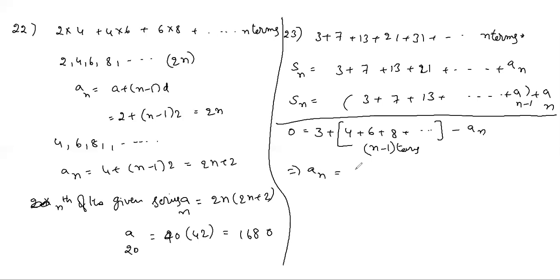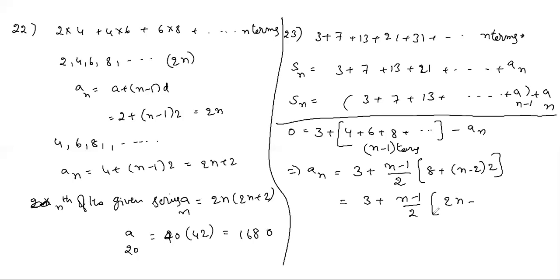So from this you will get the nth term. an equals 3 plus 4 plus 6 plus 8 plus and so on. This is in arithmetic progression, and you can find the sum of n minus 1 terms. So n minus 1 by 2 into 2 into a plus n minus 1 minus 1, n minus 2, into a difference of 2. So 3 plus n minus 1 by 2 into 2n minus 4 plus 4. 2 may cancel, we get n minus 1 into n plus 2.